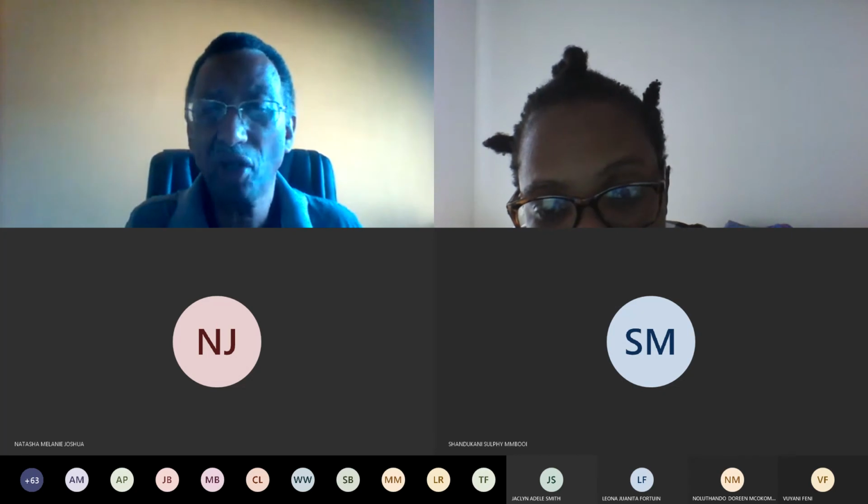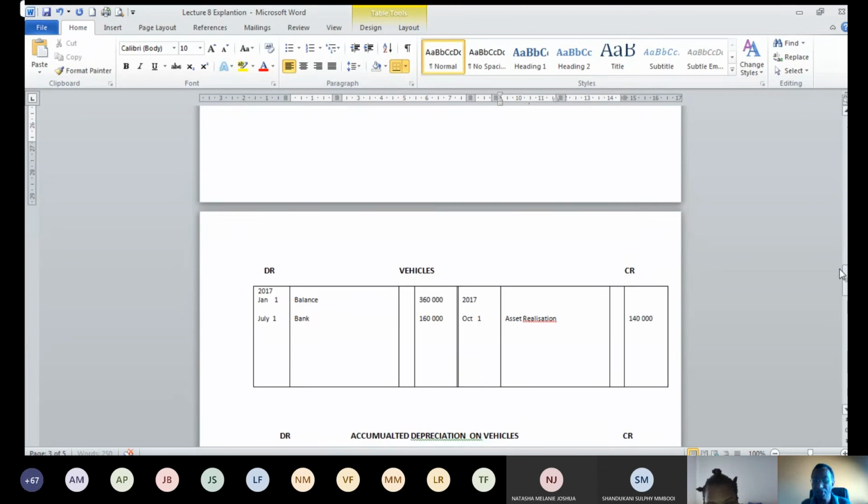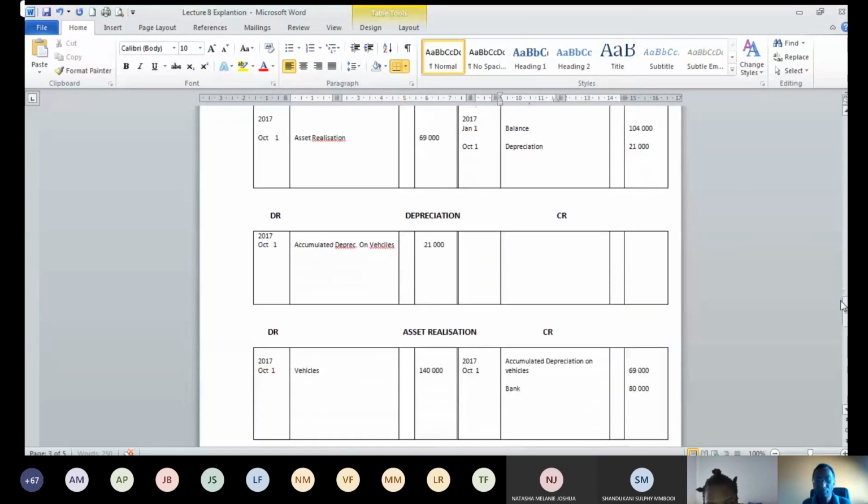So if we are going to record the entry now, credit your account profit on sale of asset, and the amount is 9,000 rand. At your asset realization account, you will debit now 9,000 rand. That is the entry to record now. Step number 5, which is you are now recording the profit or the loss on the sale of the asset.